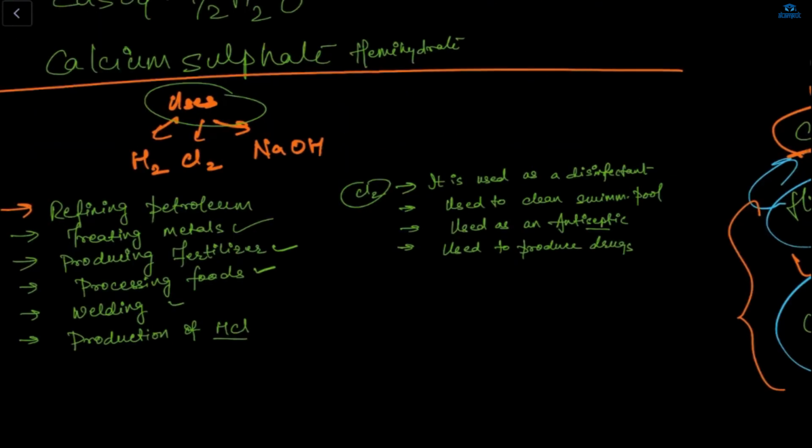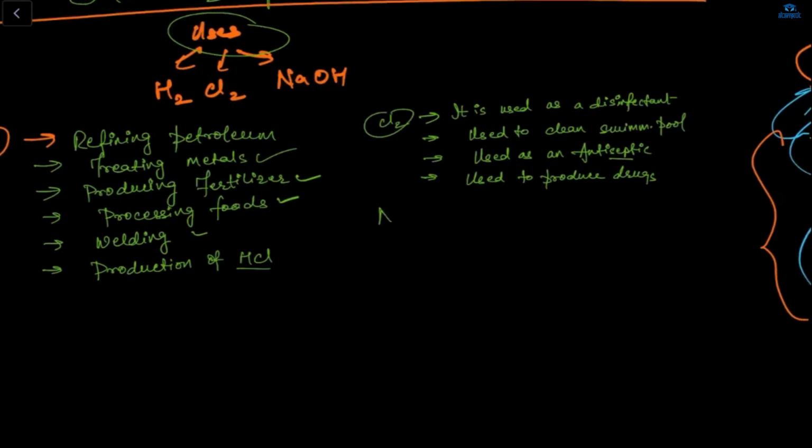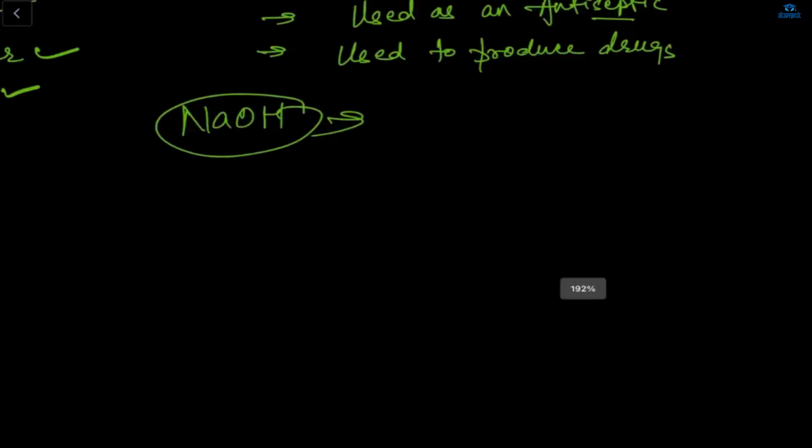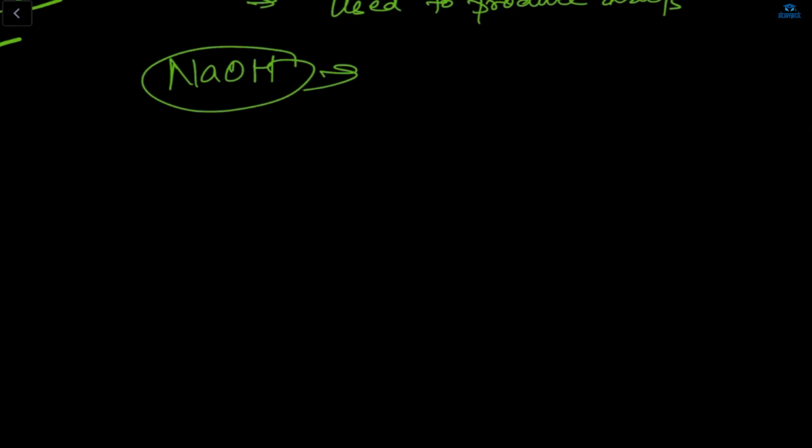Chlorine gas. Now tell me the uses of sodium hydroxide. Any uses of sodium hydroxide, Safia? It's used to make bleaching powder, baking soda, and also for making salt. Yes. So first of all, it is used to produce soaps.